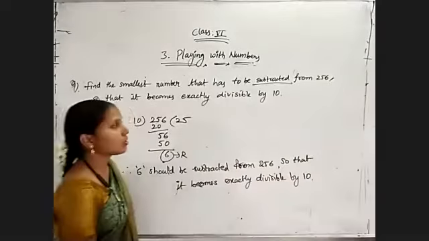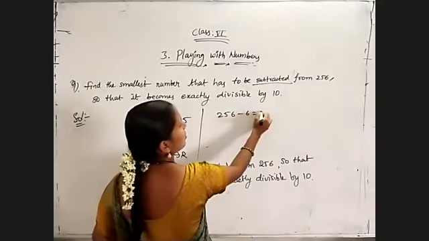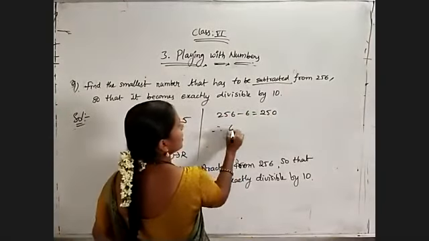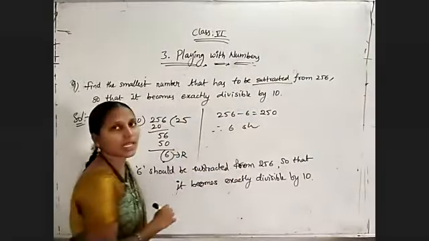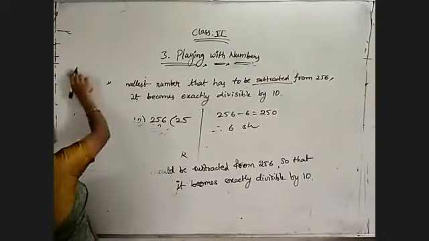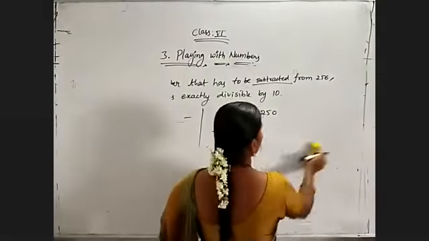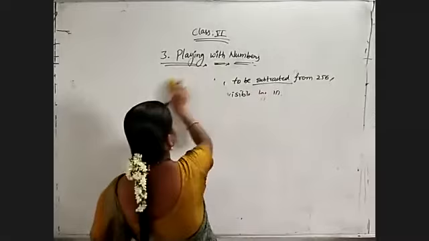That's all. Otherwise, directly write 256 minus 6 is equal to 250. Therefore 6 should be subtracted. Like this also you can write it. Whatever is easy for you, follow that method. Now coming to the next topic. But before that, whatever we have studied, once again I'll revise now.